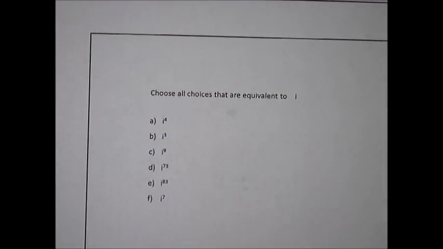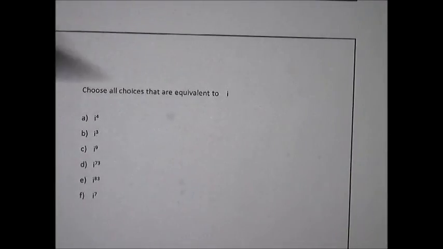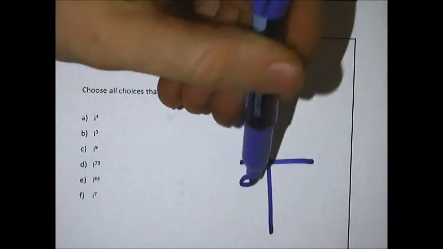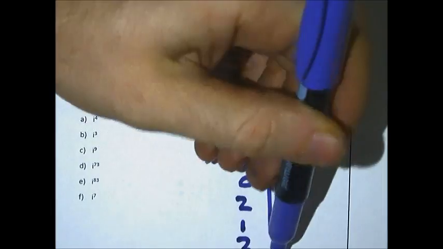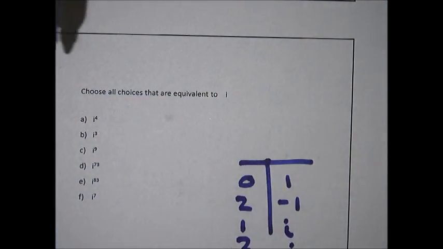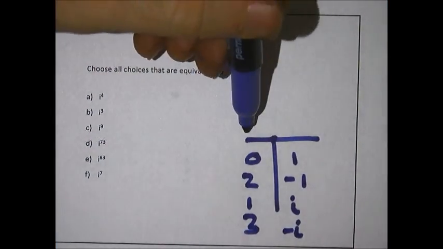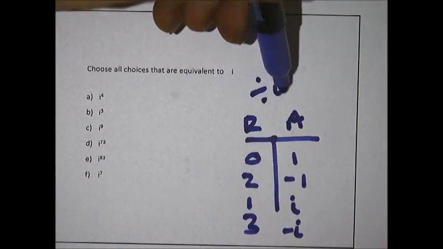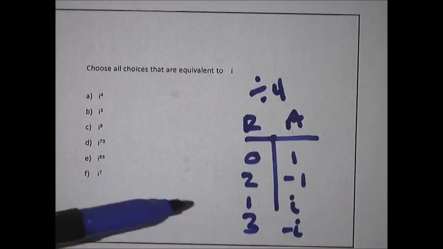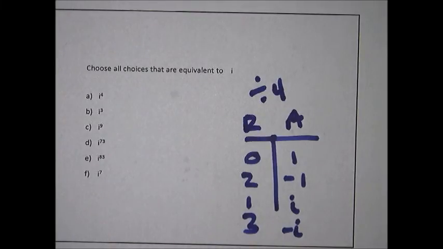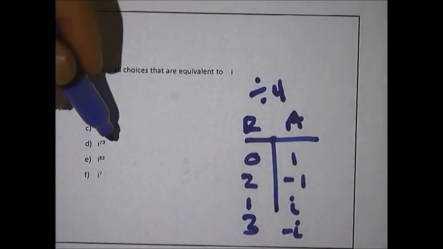Down below, all the choices equal to i. That is our chart, and our chart is 0, 2, 1, 3, 1, negative 1, i, negative i. I'm going to divide by 4. Remainder, answer. So, we're looking for a remainder of what? If I want i, I'm looking for a remainder of 1 after I divide by 4. So I divide these each by 4. The first one doesn't do it. Second one doesn't do it. Third one, you divide the 9 by 4. Remainder 1. Check.